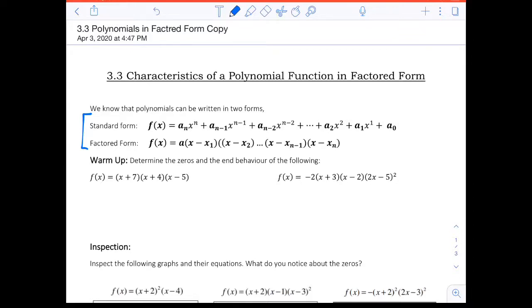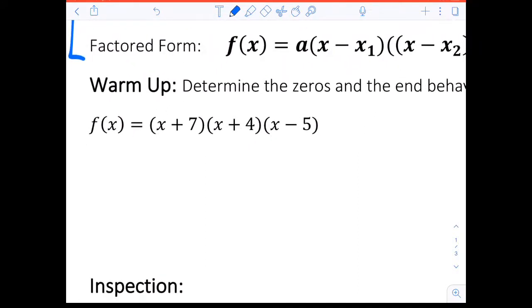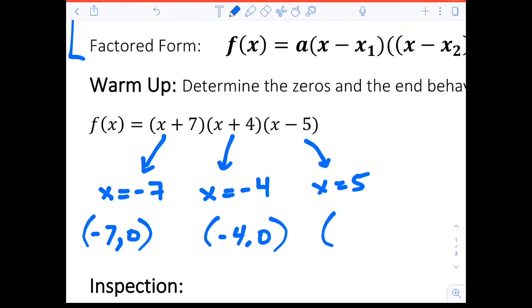So, just to start things off, we remember from what we did before of finding out x-intercepts. When we find out x-intercepts, what we do is we figure out what value of x will make each of these factors 0. So the first one would be -7, because -7 plus 7 is 0. The second one that we have here would be -4, because -4 plus 4 is equal to 0. And the last one that we have over here, x is equal to 5, because 5 take away 5 is 0. So I would have x-intercepts at -7 on my graph, I would have one at -4 on my graph, and I would have one at 5 on my graph.